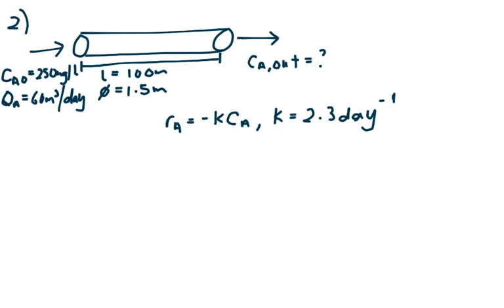Question 2. In a wastewater treatment plant, activated sludge treatment occurs in a cylindrical plug flow reactor, 100 meters in length and a diameter of 1.5 meters. If the influent concentration of BOD is 250 mg per liter and the flow rate is 60 meter cubed per day, they want to find what the effluent BOD concentration is, given that the BOD removal is a first order reaction with a rate constant of 2.3 per day.